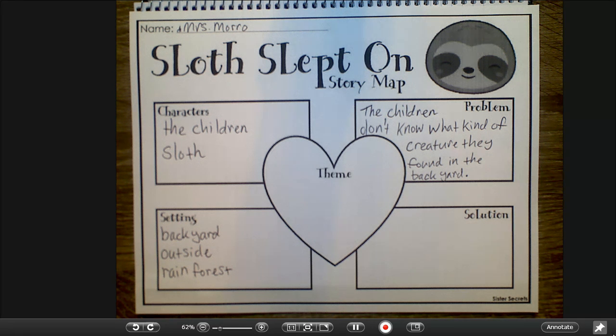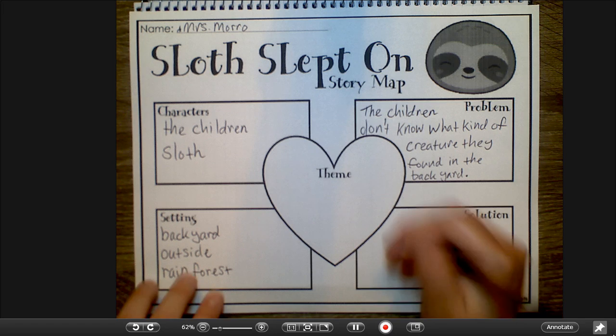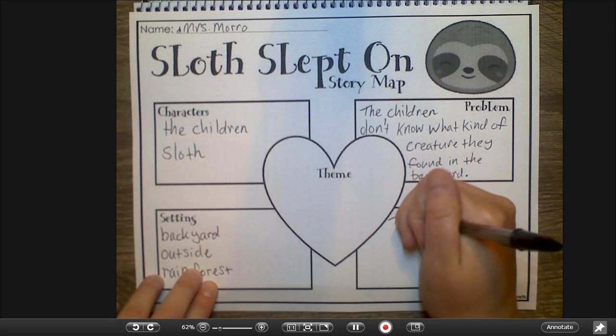If you remember, boys and girls, with problem and solution, I always talk about Wreck-It Ralph. So the problem is like Wreck-It Ralph. I'm going to wreck it. And then the solution is like Fix-It Felix. And he goes, Fix-It Felix, with his little golden hammer. So Fix-It Felix here is going to be our solution. The children don't know what kind of creature they found in the backyard, so what did they do? Well, they started by asking for help.